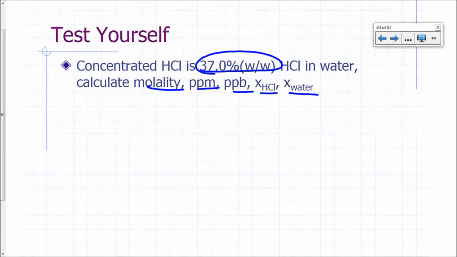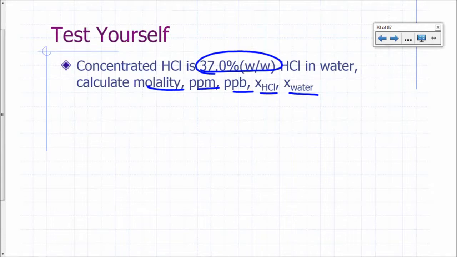So concentrated hydrochloric acid solution in the lab, you'll find it on the label. It says it's 37% by mass HCl. The rest of it is water. What would be the molality, the parts per million, parts per billion, and the mole fraction of hydrochloric acid, and how much the mole fraction of water?